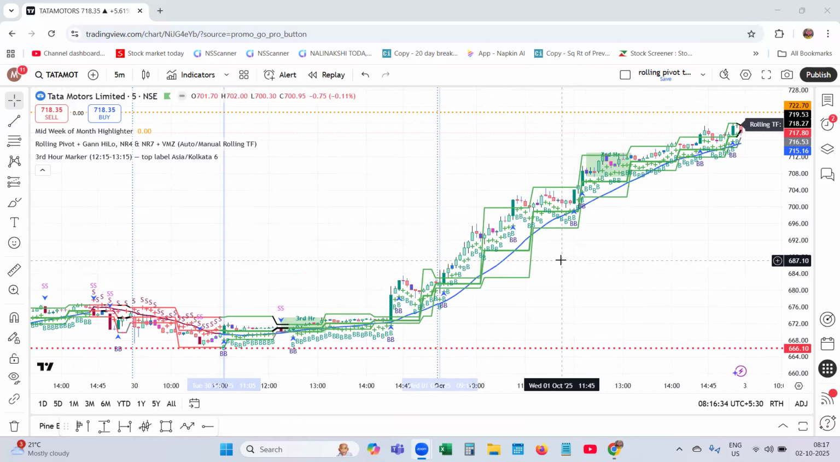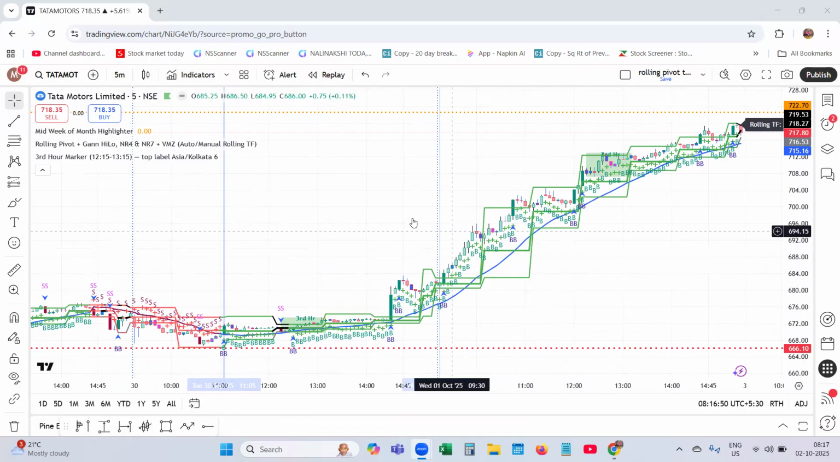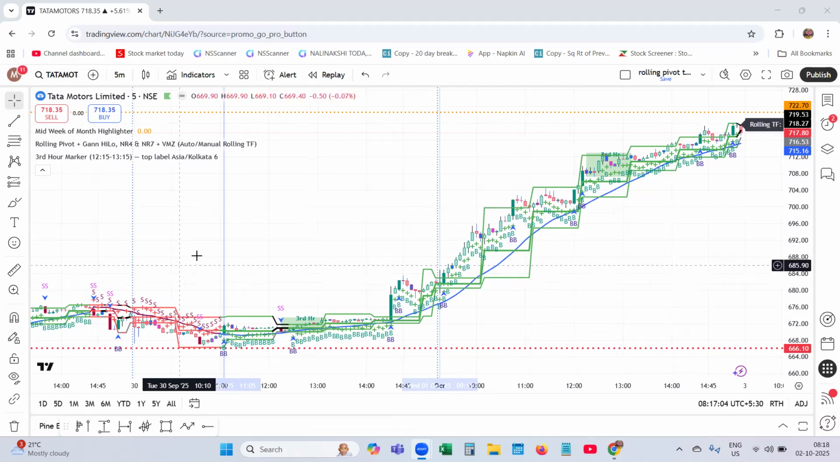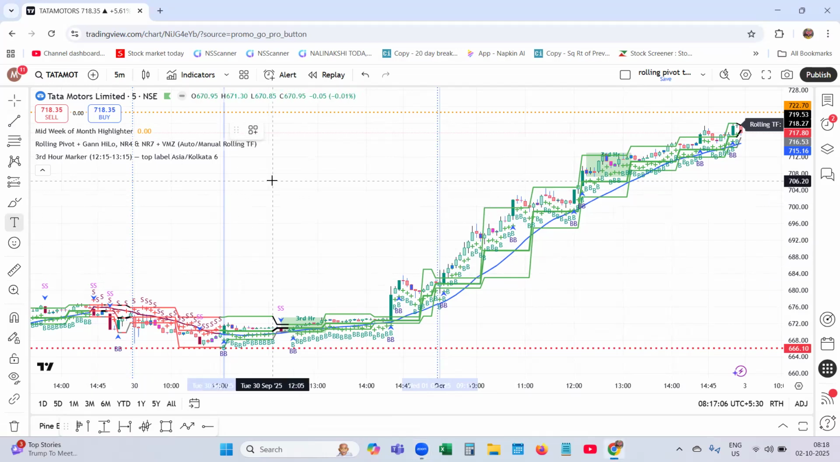As I promised you in my morning video, I explained in detail the concept and logic behind the rolling pivot and trend Ganhilo combo. In this indicator, I have taken into consideration the live market balance, live market support and resistance. That is the beauty of the rolling pivot.